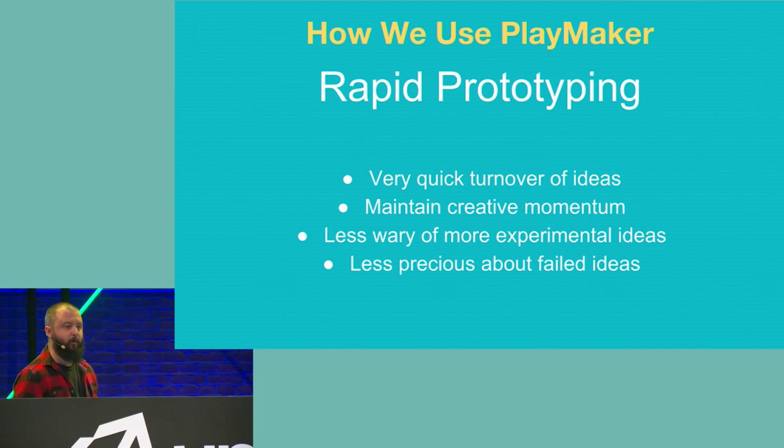So because of the ease of use of PlayMaker, we are able to get this really quick turnover of ideas going. And so we're doing true rapid prototyping at this point. Now, this is great because it's not about saving time, rapid prototyping, really. It's about being able to maintain this creative momentum, being able to try lots of ideas out as quickly as possible. And because you're not investing loads and loads of time in the process of iterating, you're less attached to ideas, so you're more willing to let them go if they don't work out.